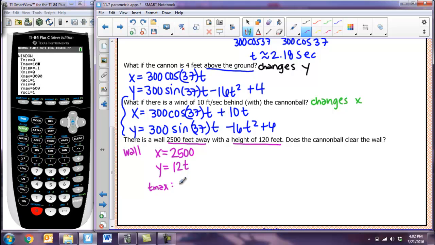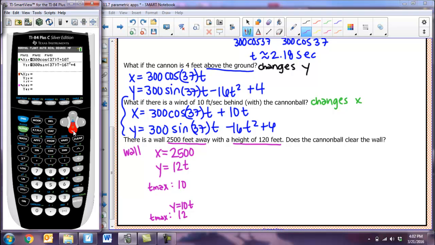So if my Tmin is 0 and my Tmax is 10, then this is going to make my wall. If I made a Tmax of maybe 12, then my Y would be 10T. Okay, so again, this is going to depend on whatever you've set your window as. So if I have this Tmax of 10, I'm going to make another set of equations in here so I can see where this wall is. So that would be my horizontal, here's my vertical, and I'm going to see, does the cannonball clear the wall?